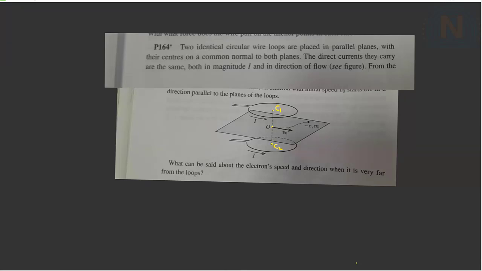The question is somewhat like this, that if an external agent throws an electron from the center O with some velocity V0 rightward, and it keeps on moving on some path not known in the plane, I don't know what happens, you have to analyze. But the question was that what can be said about the electron's speed and direction when it is very far away from the loops, and the appropriate logic for that.